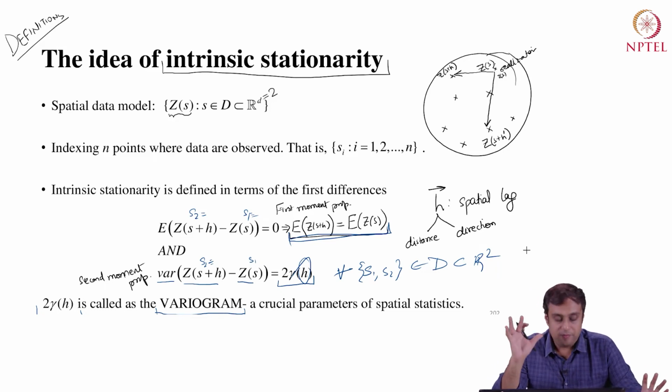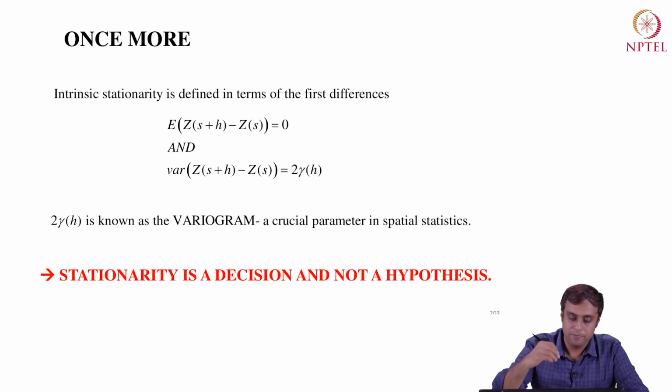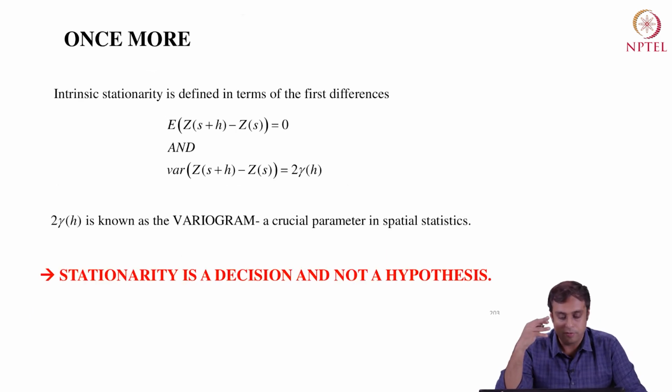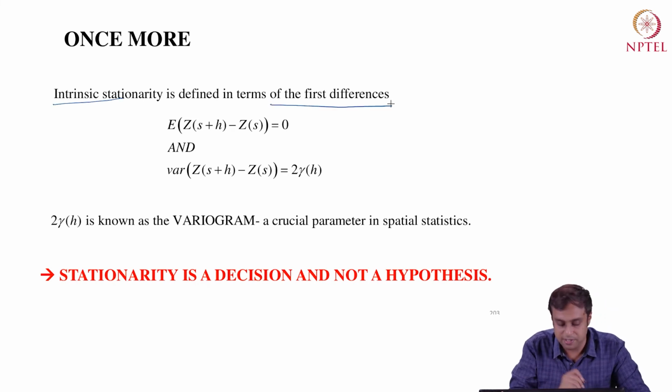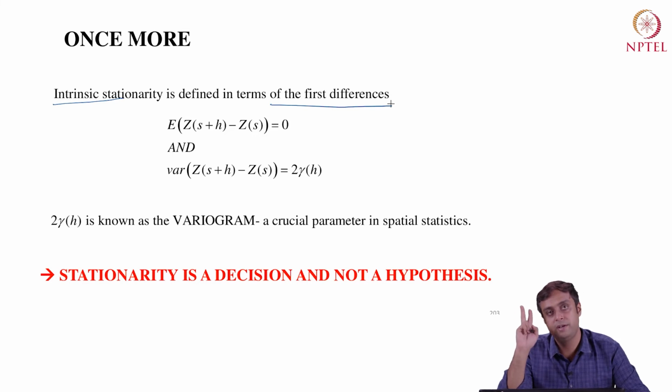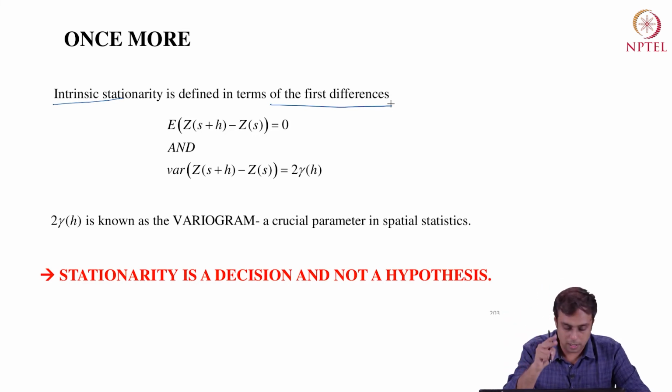All right. So, we have learned the variogram, we have looked at the property of intrinsic stationarity. Okay. Let us move forward. So, I am going to just repeat this one more time. First of all, intrinsic stationarity is defined in terms of first differences. Second of all, it depends on the first moment and the second moment operators, expectation and variance.